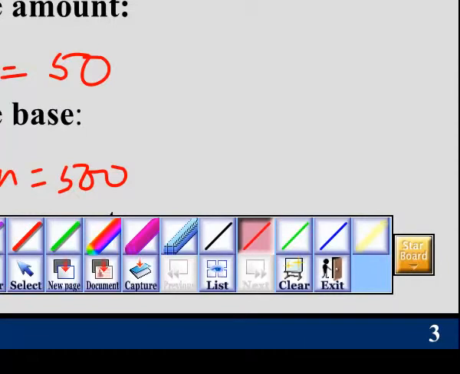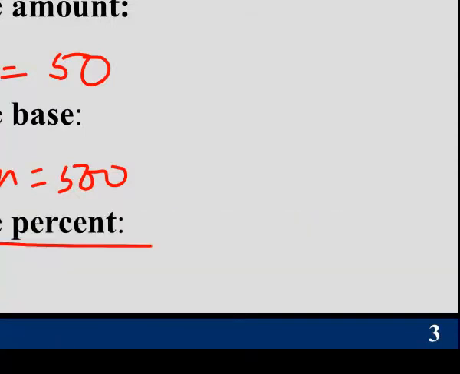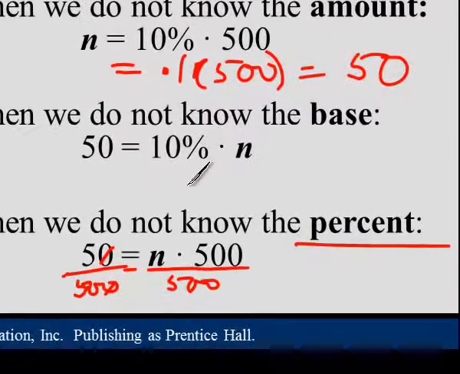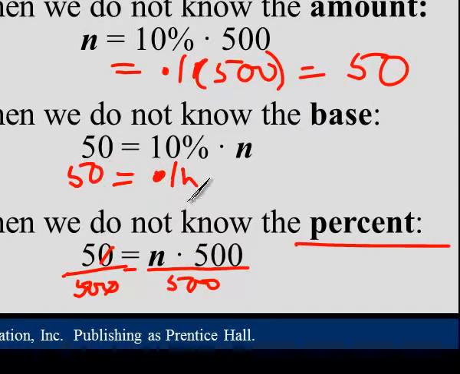On the second one, right here? Yeah. Okay, basically what you're doing is you always have to convert the percentage to a decimal. Okay, so that would be 0.1 n equals 250, right? And so now all you're doing is you're just dividing by 0.1.